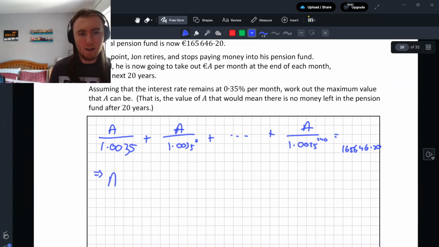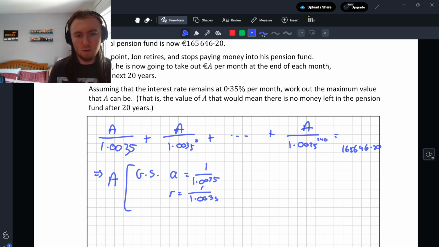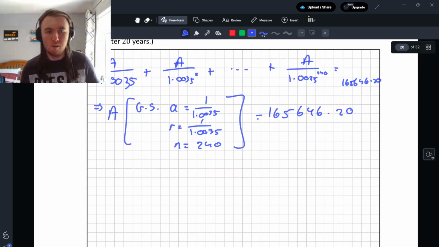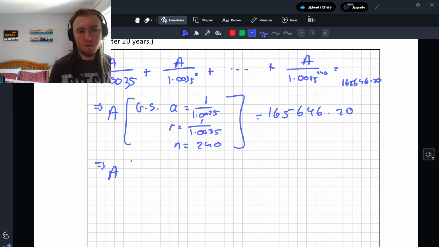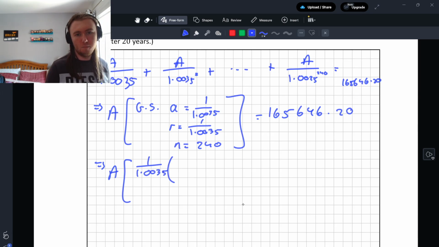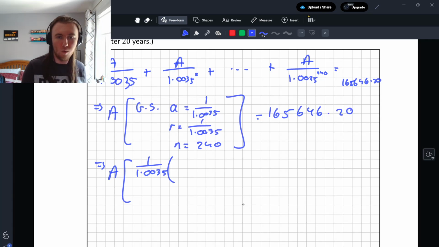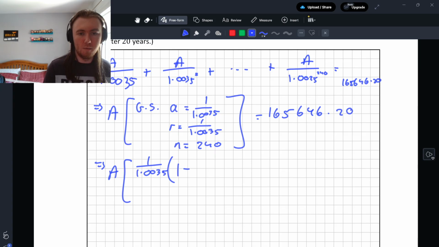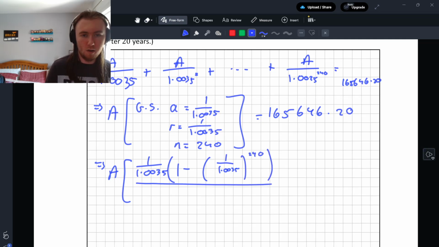So that implies that A times this new geometric series, where the first term is 1 over 1.0035, R is also the same number, and N is 240. And that entire thing is going to be 165,646.20. Okay, so capital A times, now that's going to be a number smaller than 1, so it's better to have it as 1 minus 1 over 1.0035 to the 240, all over 1 minus R.